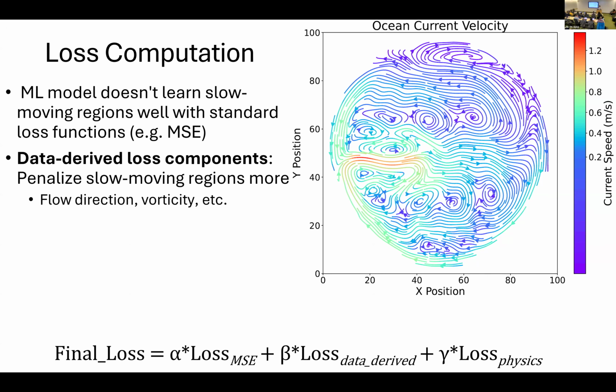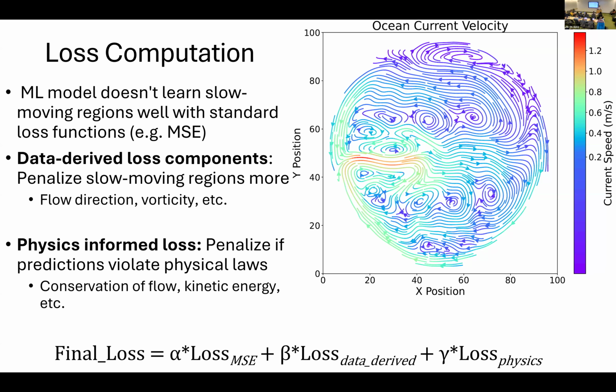So to fix these issues, I did 2 things. So one is I modified the loss function to include additional components, which were derived from the data, such as including the flow direction angle, the vorticity, and other similar methods. This results in the machine learning model penalizing these slow-moving regions, these eddies, more and learning them better. And it also results in faster training.